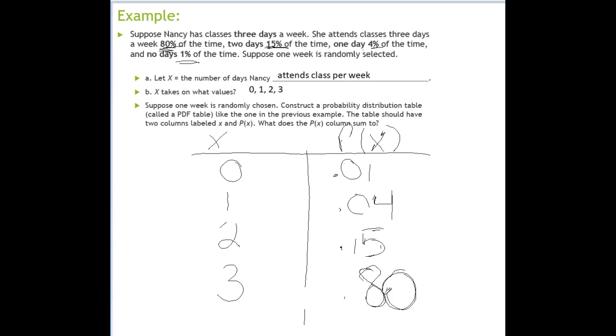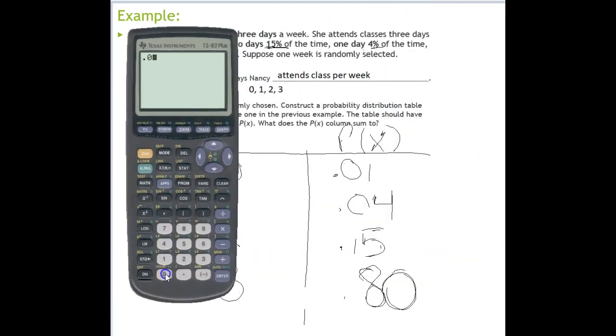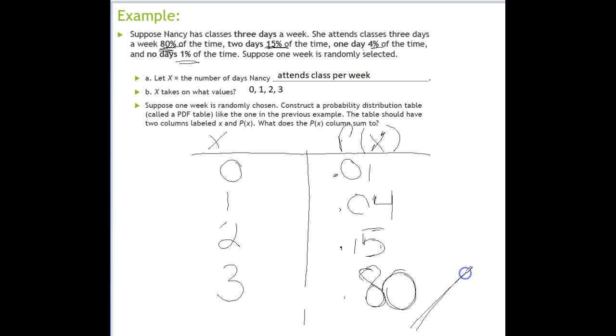So what does the probability of X column sum to? That means what happens when you add all of that together? So let's grab our calculator here. 0.01 plus 0.04 plus 0.15 plus 0.8 equals. So when we add all that together, we get a total of 1, which is fantastic because that is one of the constraints of it being a PDF.